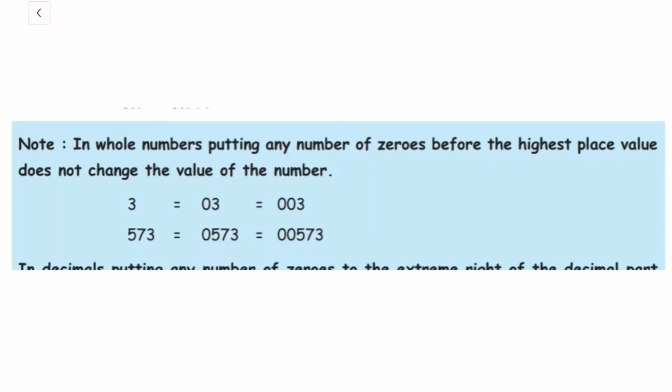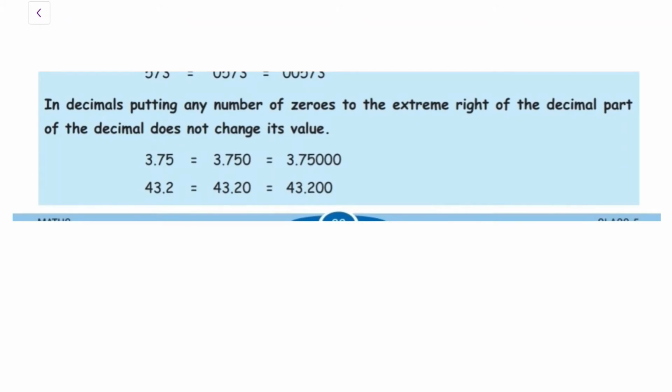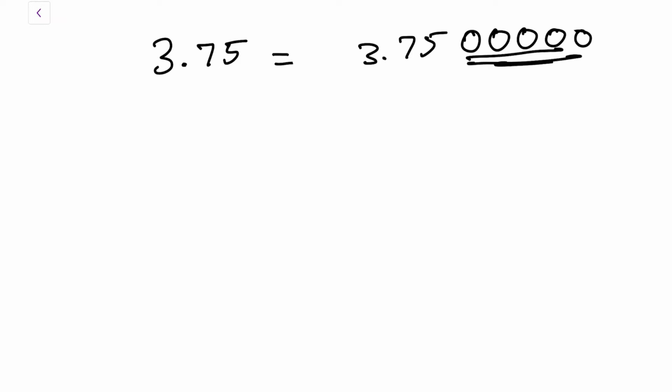But have a look at decimals. In decimals, putting any number of zeros to the extreme right of the decimal part. That means if you put any number of zeros to the extreme right, let's take an example, 3.75, correct? You can put any number of zeros after the last decimal place, that is 0, 0, 0, 0, 0. You can put however many zeros, it does not change the value. The answer is still 3.75. So this is the difference.